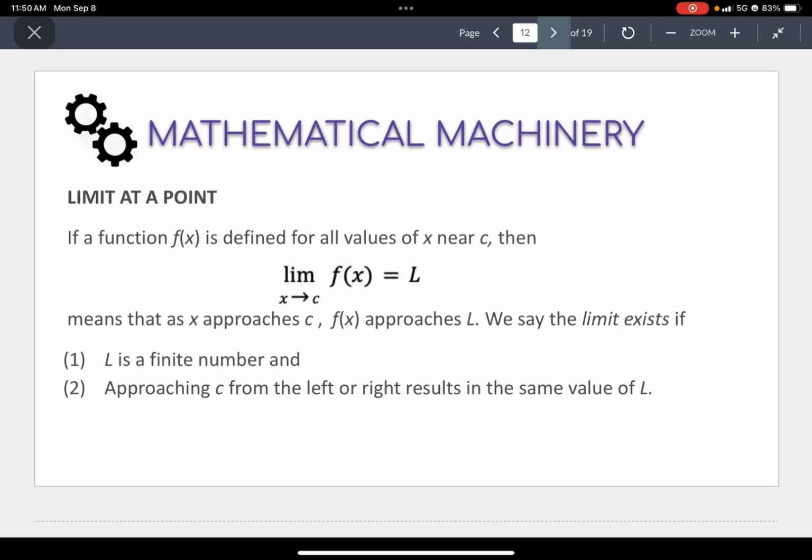As we continue our conversation, we need some additional information, specifically some additional mathematical machinery. And that machinery is limit at a point. If a function f of x is defined for all values of x near c, then the limit as x approaches c of f of x equals L means that as x approaches c, f of x approaches L. We say the limit exists if L is a finite number, and approaching c from the left and the right results in the same value of L.